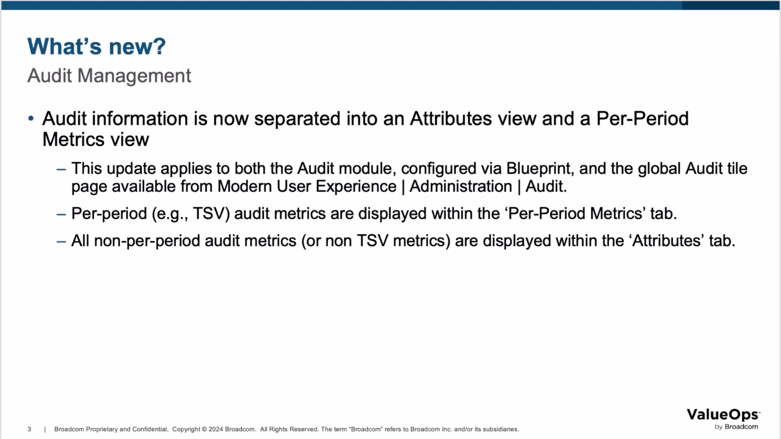Per period metrics or TSV audit metrics are displayed within a per period metrics tab. All non-per period audit metrics or non-TSV metrics are displayed within the attributes tab.